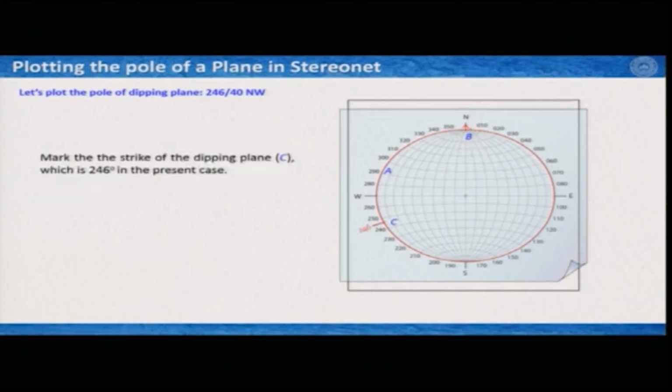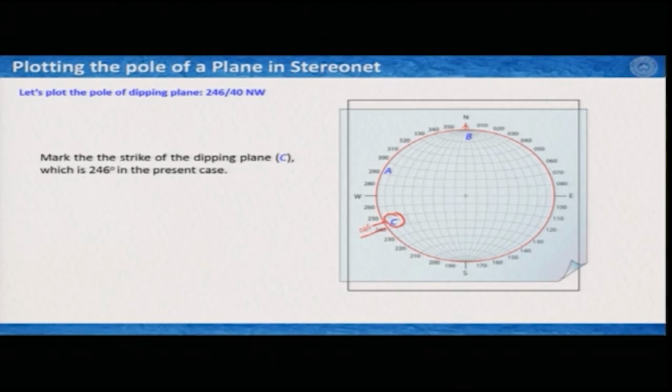Now, our strike line is 246 degrees. So, we have to mark 246 degrees on this primitive circle based on the data which we have at the stereo net. So, in this case, this is your 246 degree mark, that is point C here, and this is how you mark it.